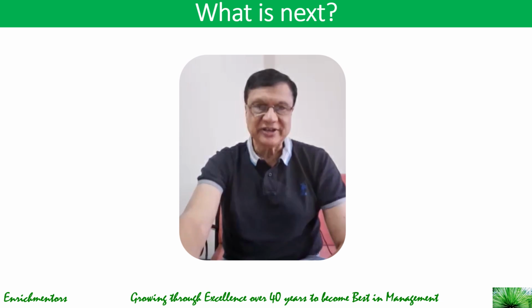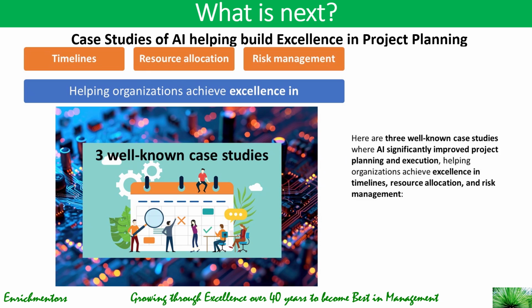So what do we do next? We will start looking at case studies of AI helping build excellence in project planning. Here we have three well-known case studies where AI has significantly improved project planning execution and helped organizations achieve excellence in timelines, resource allocation, and risk management. That's what we will take a look at in the next three lectures in this section.